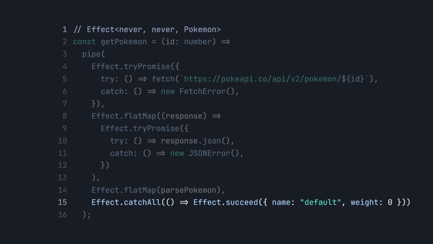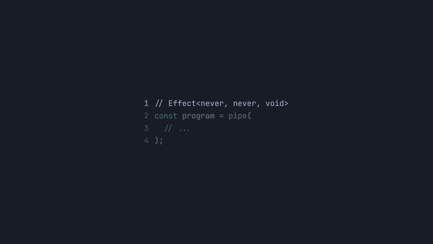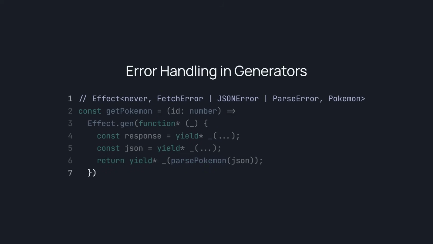Now, the error type of the returned effect is never. After these changes, our entire program now has an error channel of never, meaning we can be sure it will never error. In generators, code generally represents the happy path, so we can add error handling at the end of our generator.